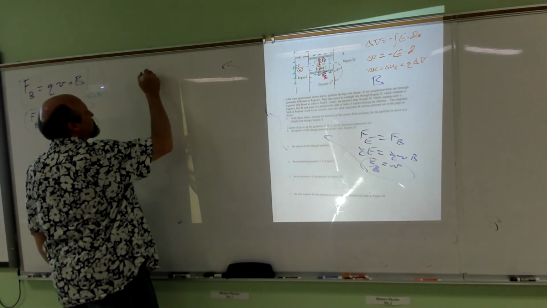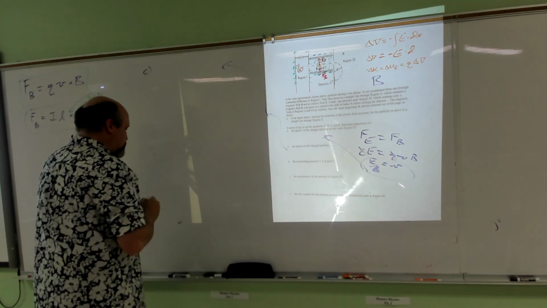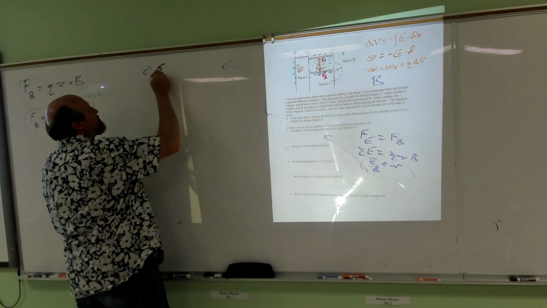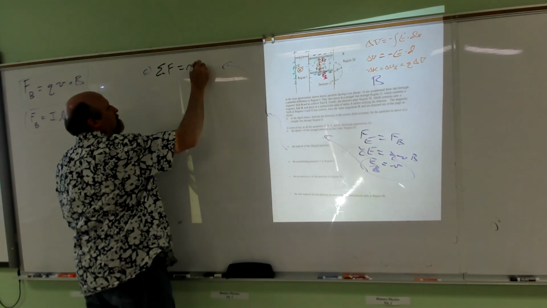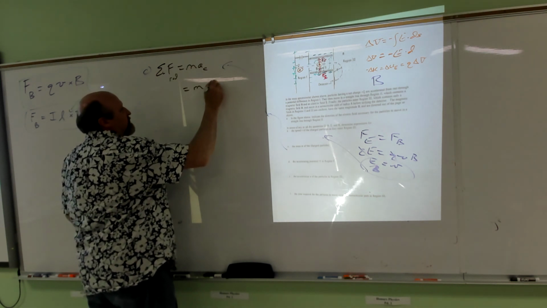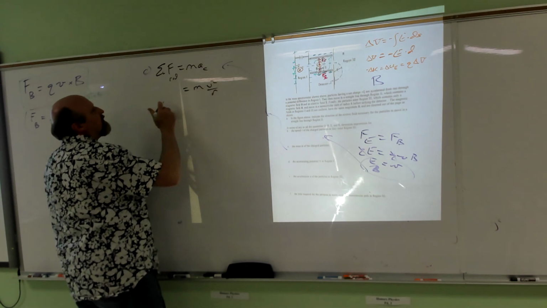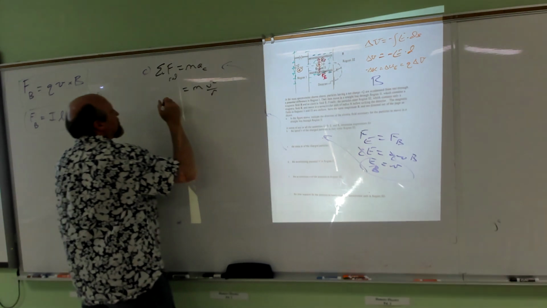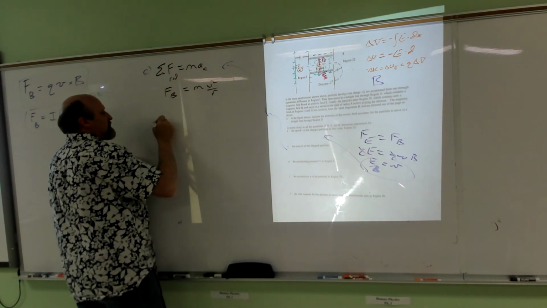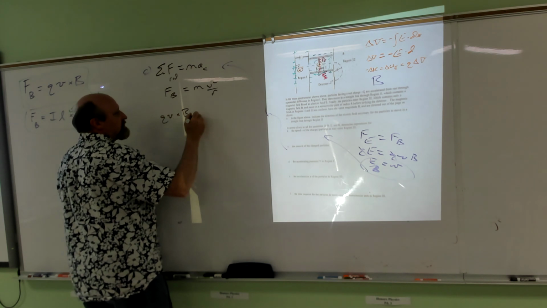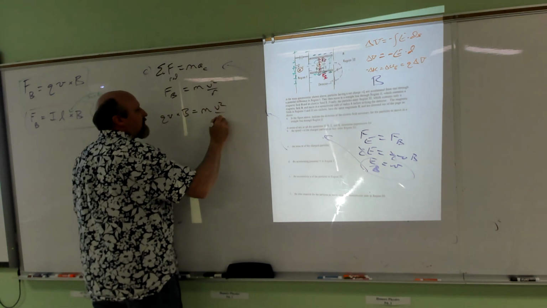This is part C, yeah. Okay, so I'm going to do sigma F equals MA. I'm doing this for the radial axis. That's centripetal acceleration, so it's speed squared over R. Over here, the force is just the magnetic force. But out here, there's no E field, it's just the magnetic field. So that's QV cross B, right? It's M, V squared over R.